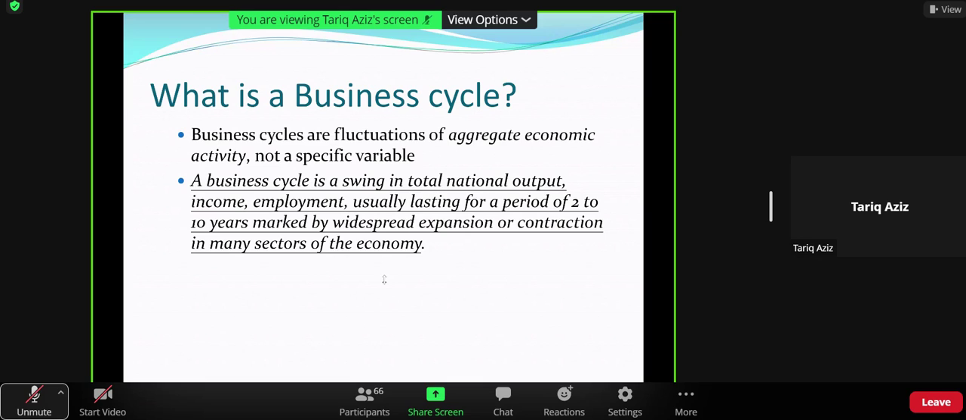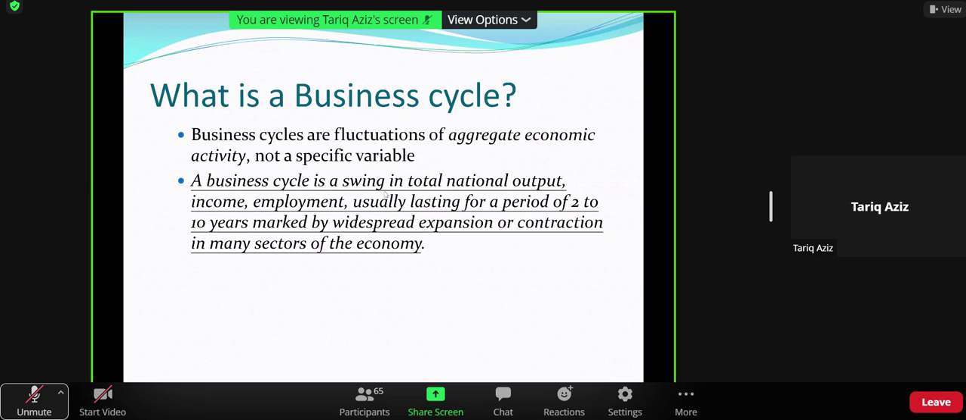But in general, if all economic indicators are declining, that situation is called a situation of recession and contraction. And when all economic activities, or most of them, are increasing, that situation is called expansion. There are various words for this. There is another word, recovery, also.